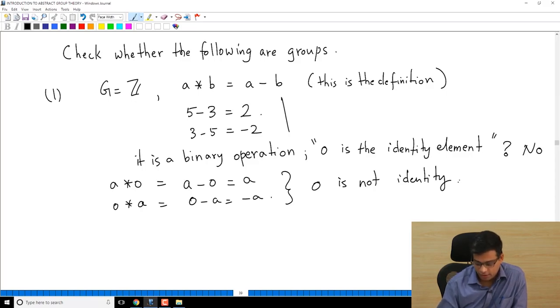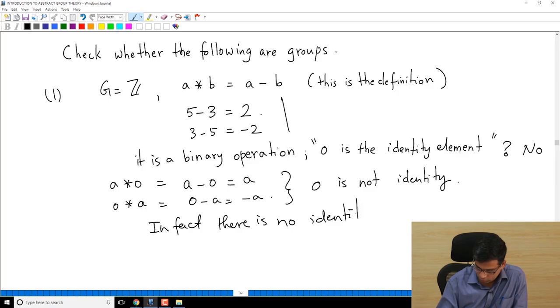You can in fact check that there is no identity. That is because really 0 is the only possible identity, because when you subtract 0 from A, you get A. If you subtract anything else, you do not get A. And you can also check that star is also not associative.